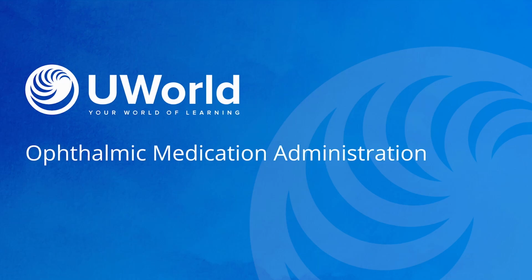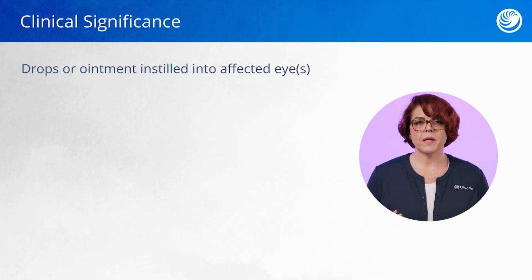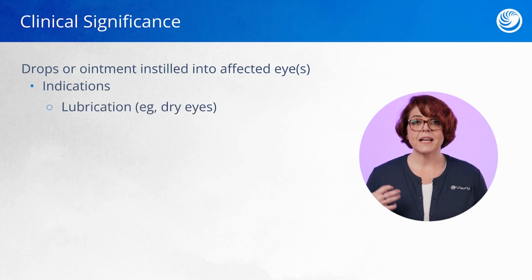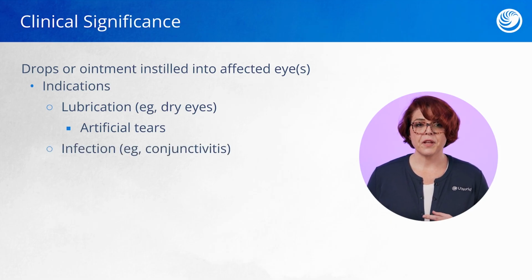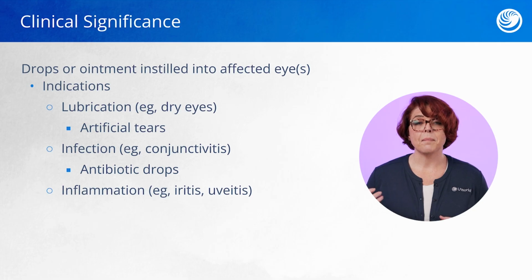This lesson is on ophthalmic medication administration. Why are we giving our patients ophthalmic medication? We can do this for many different indications. If our patient has dry eyes, then we need to make sure that our patient has moisture in their eyes, so they need lubrication. If our patient has an infection, then we need to treat that infection with some kind of antibiotic. Now, if our patient just has inflammation, then we're going to instill steroids to reduce that inflammation.